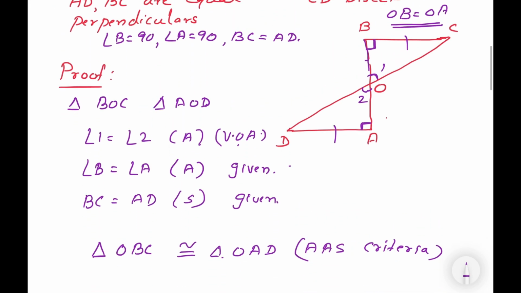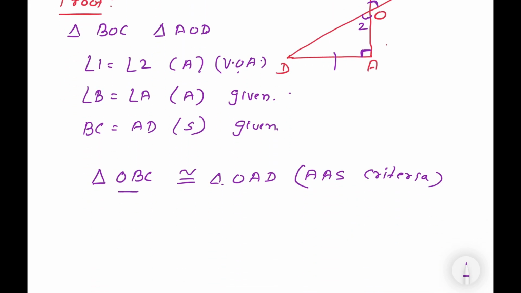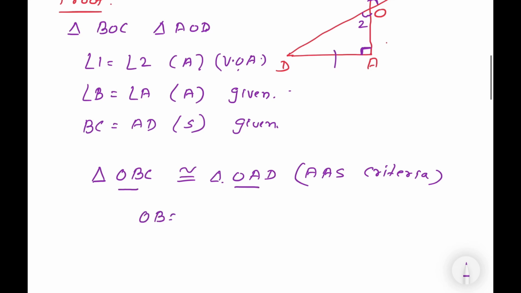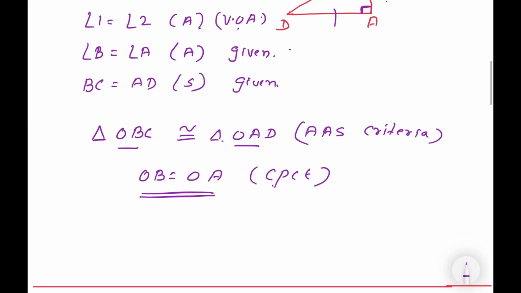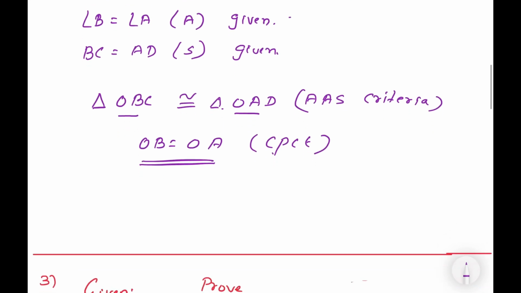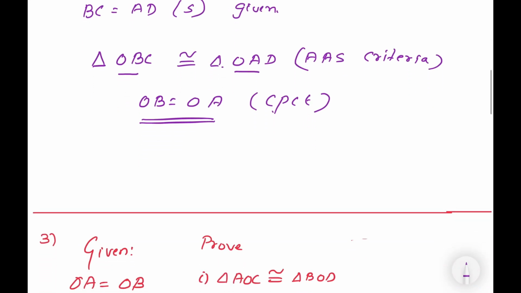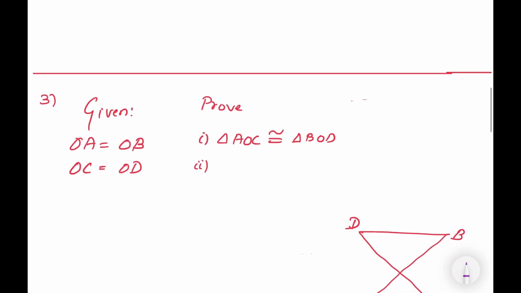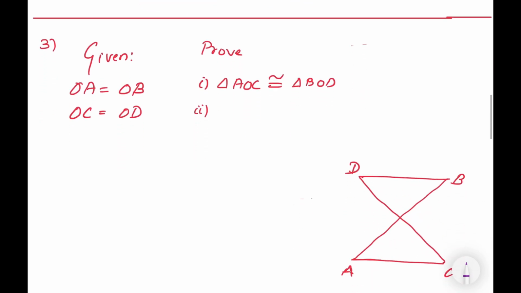Now, you have to prove OB equal to OA. Now, we will check here OB and OA. So, you can write OB equal to OA, CPCT. Hope you have understood. These are all very easy questions. First we will do easy questions and then we will slowly, gradually go to slightly more difficult sums.